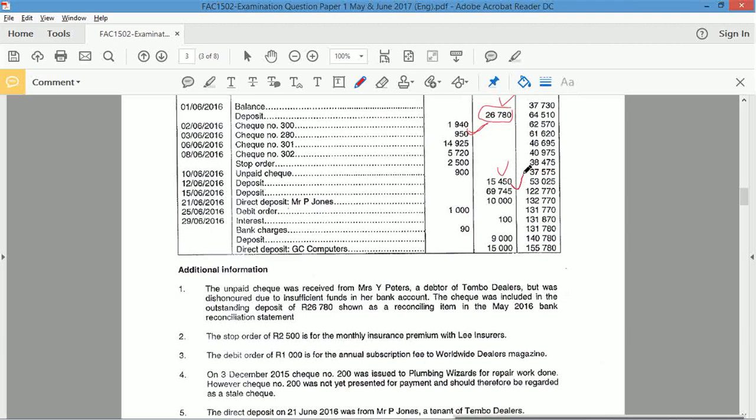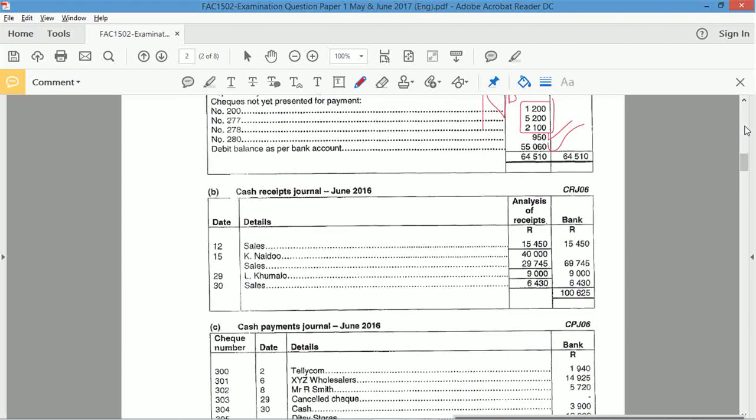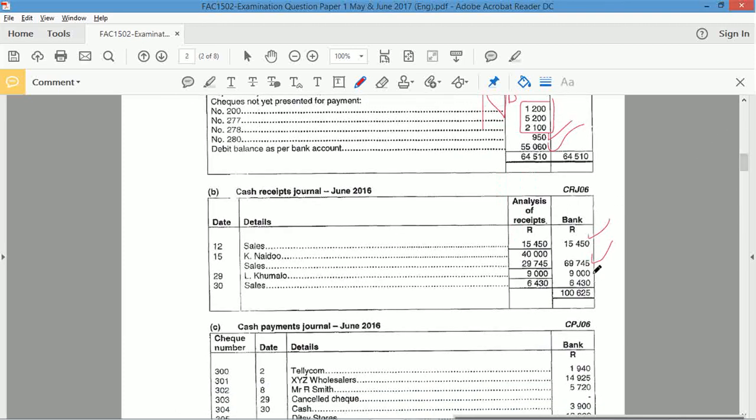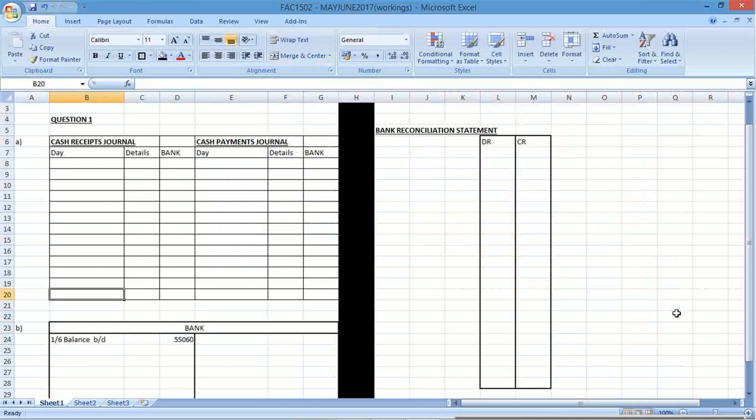Okay, 69,745 is there. Tick that, tick that. 9,000 is there. The last one isn't there. Okay, so I can tick all three. So this one I can't tick. If I can't tick it, what does that mean? It's outstanding. So it's a bank reconciling item on the bank recon.